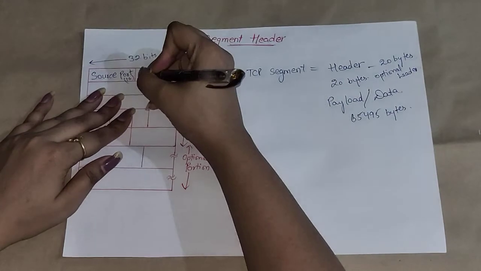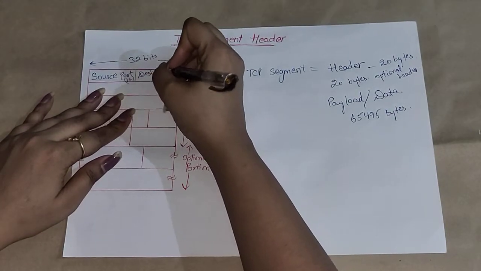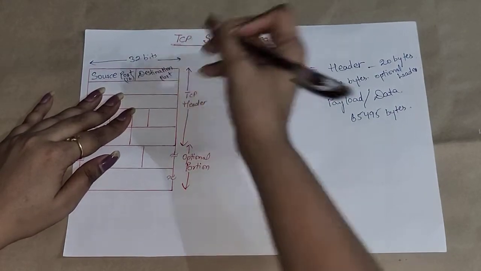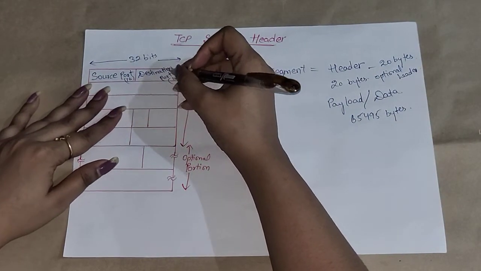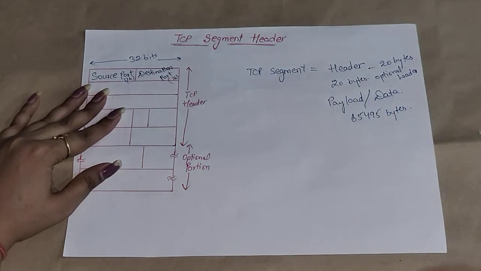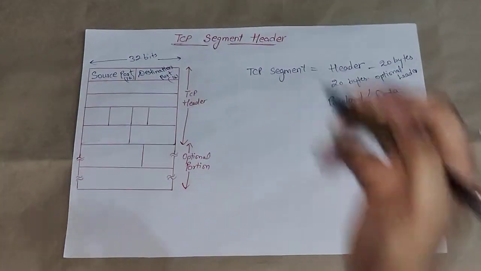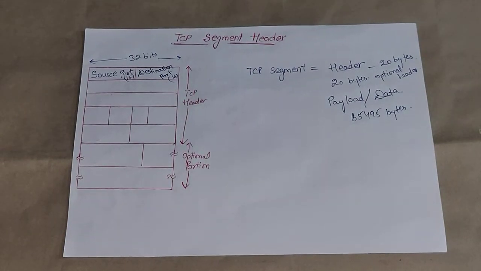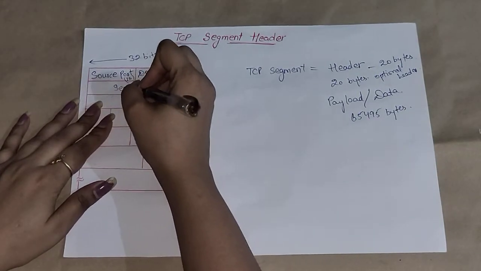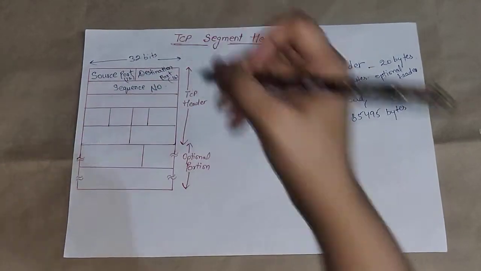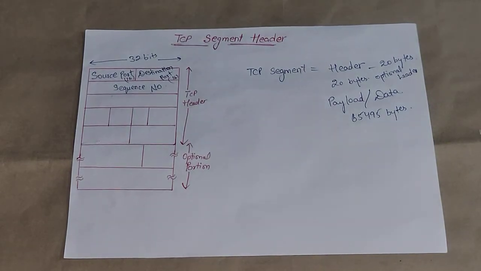Then the next field is destination port. Destination port is also a 16-bit number, and this 16-bit number is actually the port address of the process that is executing on the destination host. Fine. Now next is sequence number. This sequence number is a 32-bit number, and this 32-bit number basically tells the sequence number of the TCP segment.